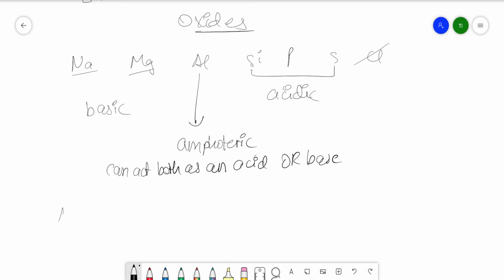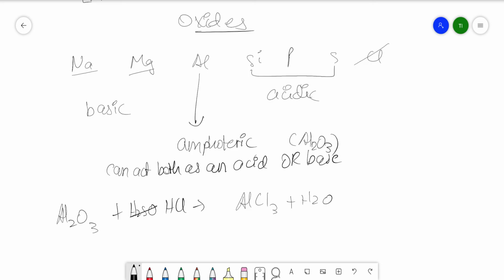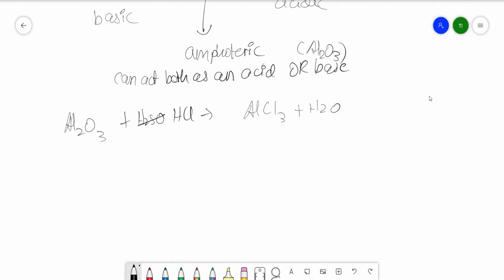So for instance, Al2O3, the oxide, which is basically Al2O3. When reacted with H2SO4, no wait, let's take a much simpler acid, HCl, it will neutralize this to form a salt and water, which is AlCl3 plus H2O, right? So see, it neutralized it by accepting an H+, and it formed water. Same is the case if it reacts with a base. Now, when reacting with a base, all you have to know is that it acts as an acid.